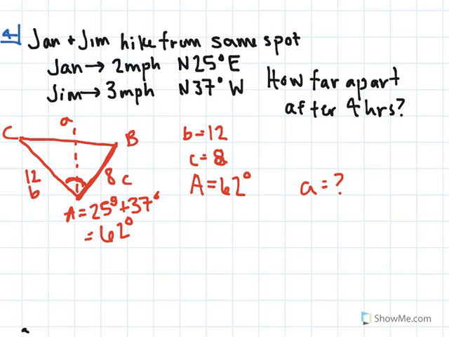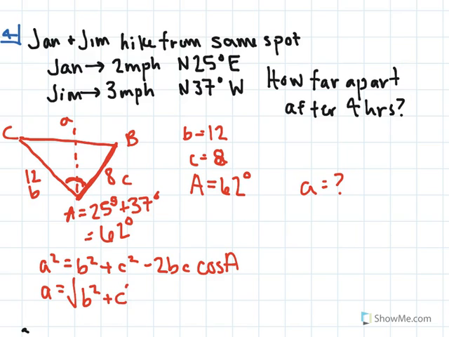So in order to do this, we can use our law of cosines. So we know that our side A squared is going to be equal to B squared plus C squared minus 2BC cosine of angle A. So we'll take the square root of that to find our side A. So A equals the square root of B squared plus C squared minus 2BC cosine of A.